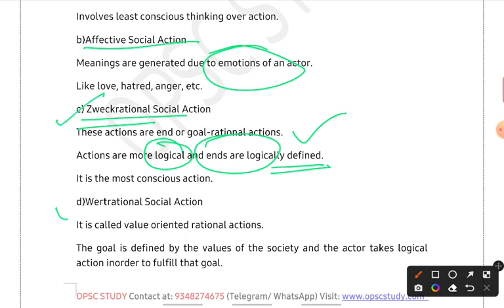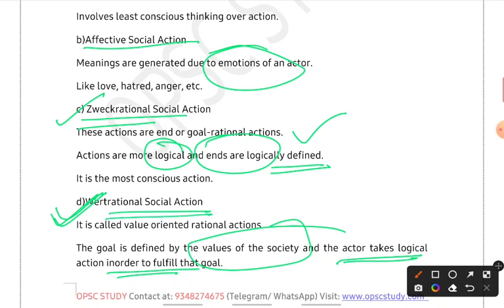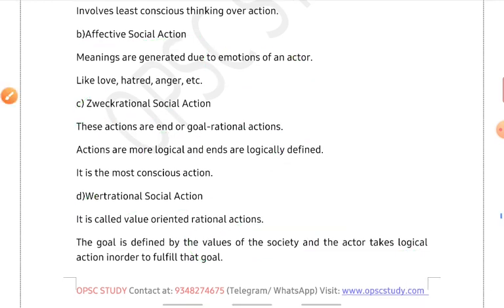Then Zweckrational is the most rational and logical approach, a goal-oriented approach that a person adopts. Then the fourth type is Wertrational. Here the values are attached by the society, and the actor takes a logical action in order to fulfill that goal. When the actor performs actions based on his consciousness, but the values are predefined by the society, that social action is known as Wertrational.